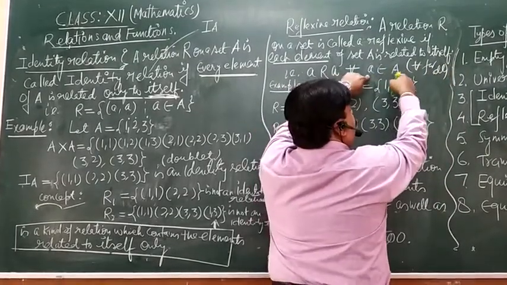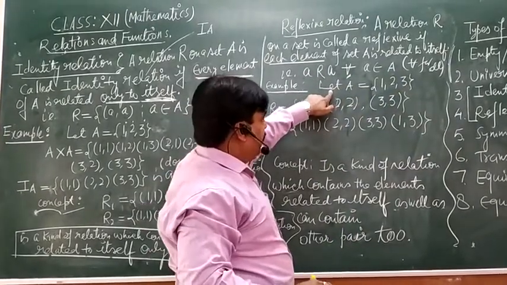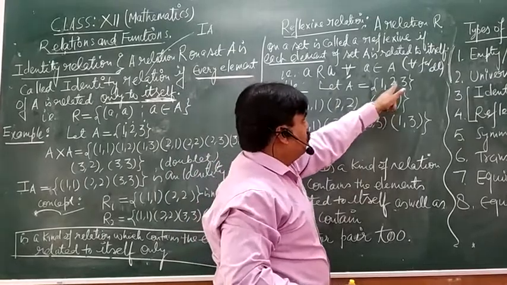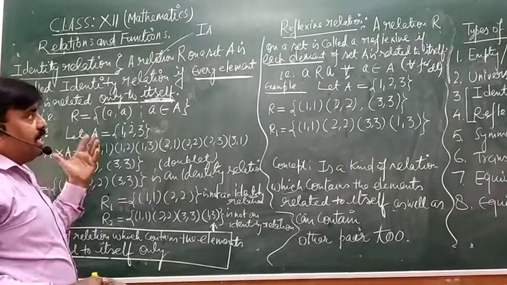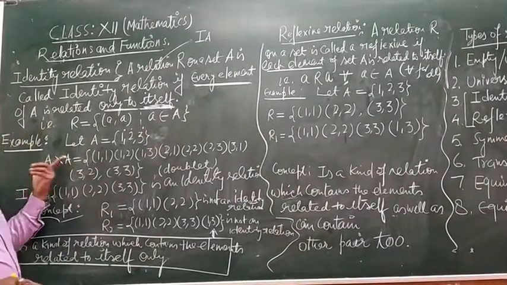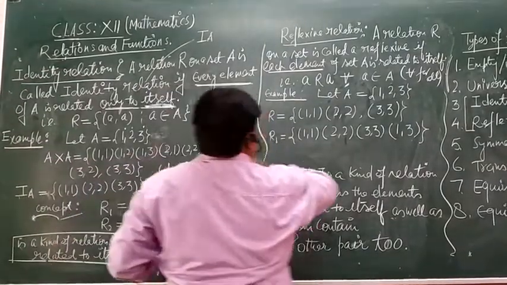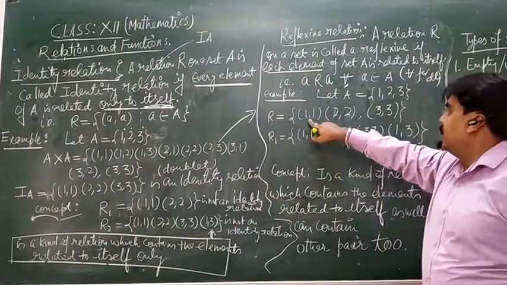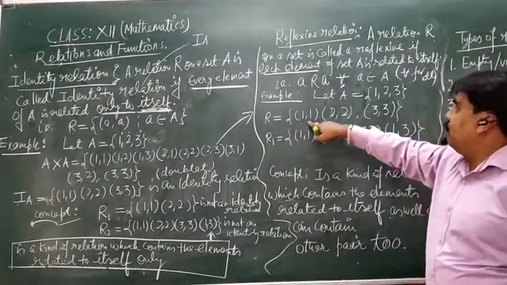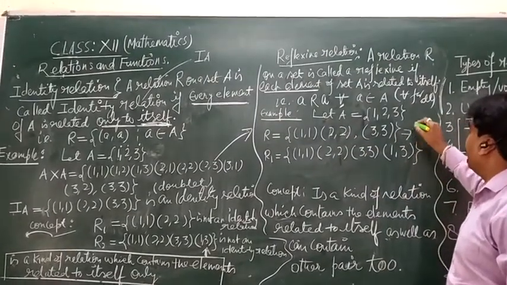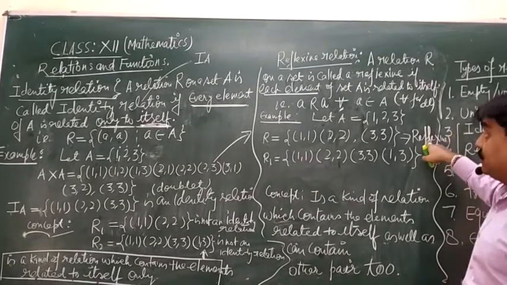A small a belongs to capital A, means the element belongs to this one. For example, let set A have elements 1, 2, 3. A cross A you will write, because you already know that a relation is a subset of the Cartesian product A cross A. I have taken it from here. Now I am saying this R is the relation. In this relation the ordered pairs are 1, 1, 2, 2, 3, 3. This is a reflexive relation.